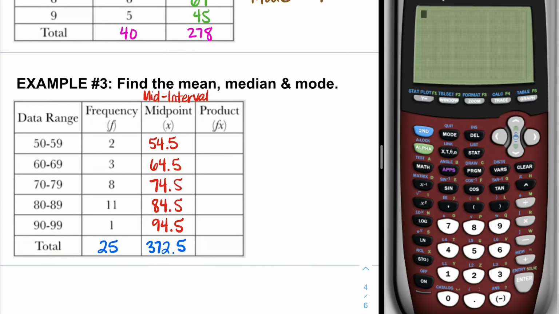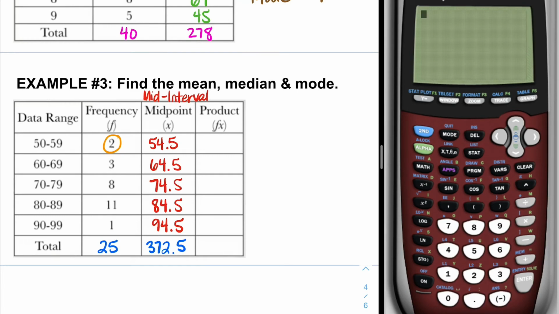Now what I need to do is find the product, because remember, you have to multiply your numbers together. Before we do that, I want to clarify something really quickly. For the data range of 50 to 59, we have a frequency of 2. What this is saying is I have two numbers that are in between 50 and 59. I don't know whether the numbers are 54, 57, or 51. I don't know what number it is. All I know is that number has to be in that interval. I have two of them.